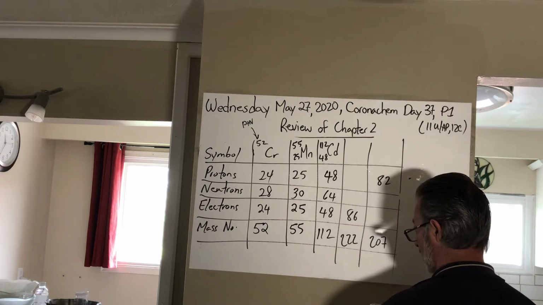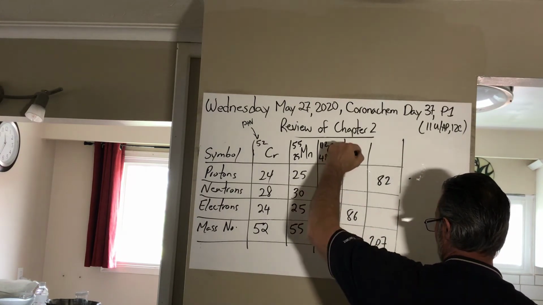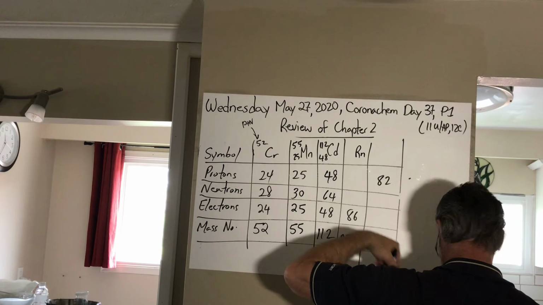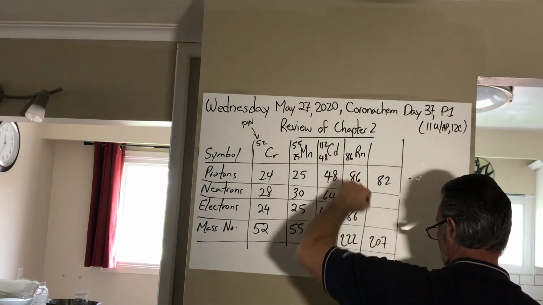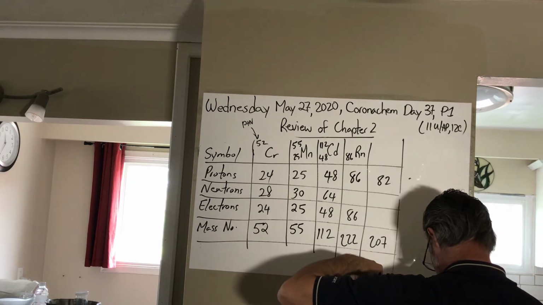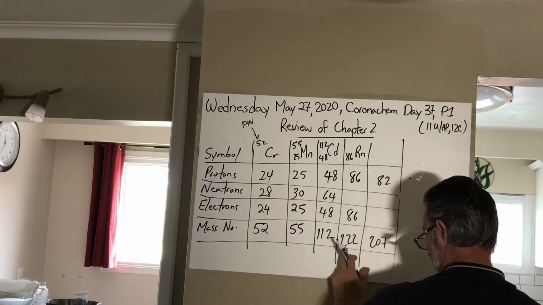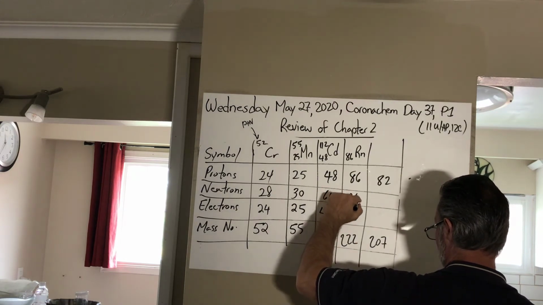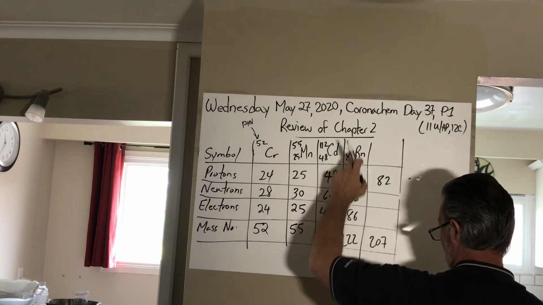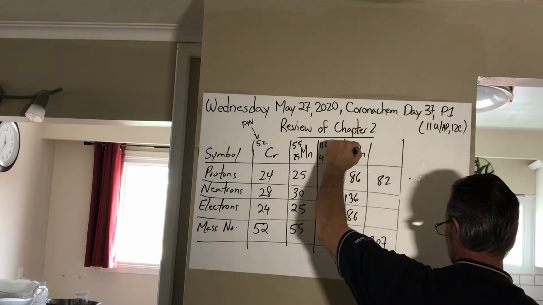Something that has 86 electrons, if it has no charge, its name is radon, and therefore it has 86 protons. You can write that in over here. The mass number of radon is 222, which means you have to have 136 neutrons. 136 plus 86 gives you the 222.